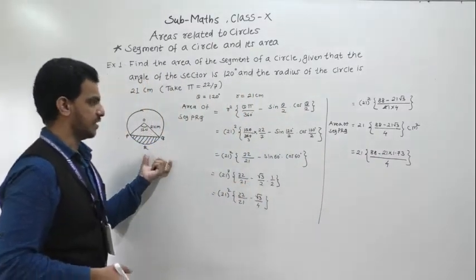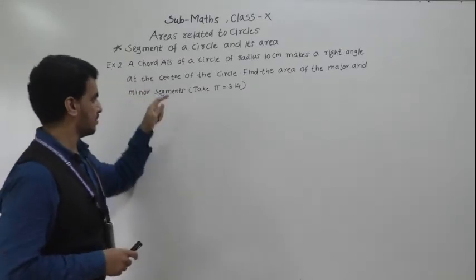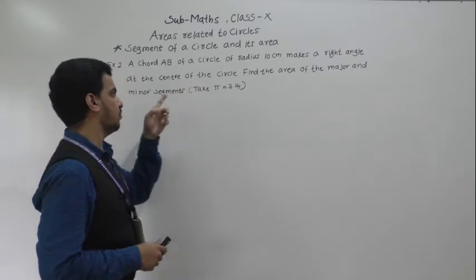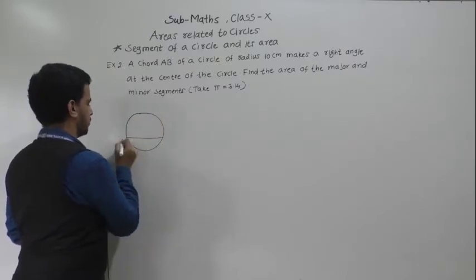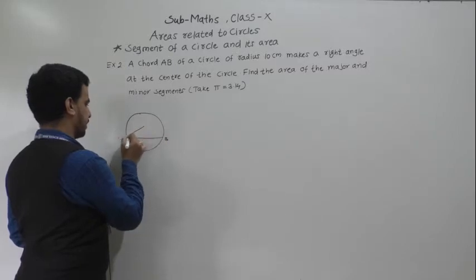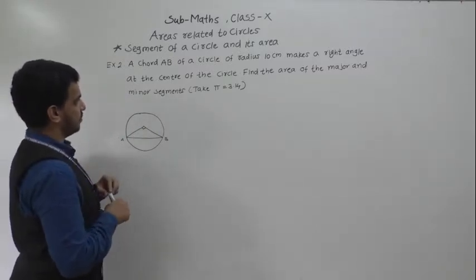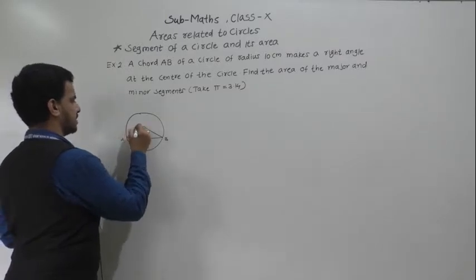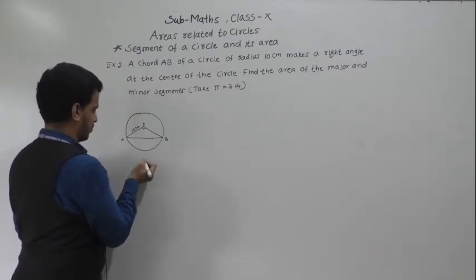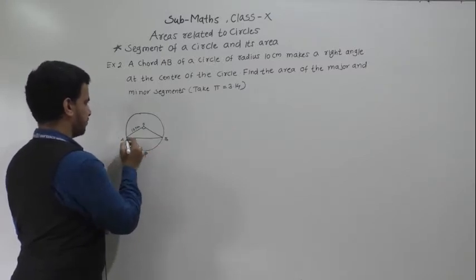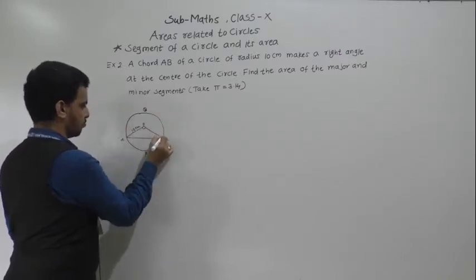Now I will take the second example. A chord AB of a circle of radius 10 cm makes a right angle at the center of the circle. Find the area of major and minor segments. The diagram is like this. Suppose this is chord AB, which makes a right angle at the center of the circle, and the radius is given as 10 cm. We have to find this major segment and minor segment. Suppose this point is P, so minor segment APB, and suppose this is Q, so major segment AQB.